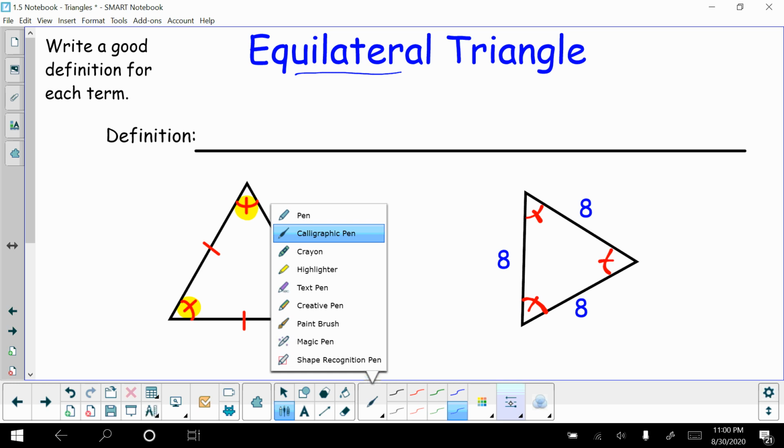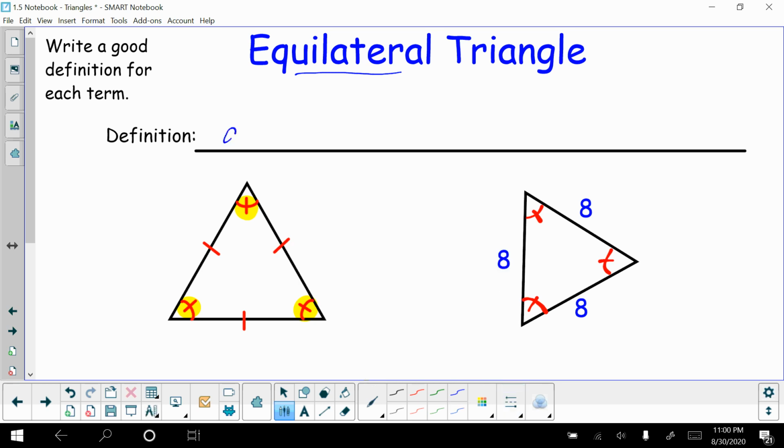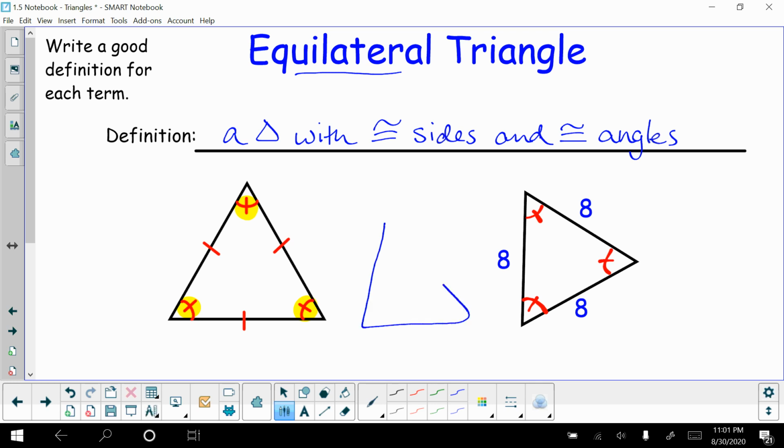So a definition we could say is a triangle with congruent sides and congruent angles. Okay, now you don't ever have to say both because of what I kind of just talked about. If all three sides are equal in a triangle, then it's automatic that the angles are equal. Okay, and it works the other way too. So if you see a triangle like this and it's showing that all three angles are equal, you now have to know that, well, all three sides must be equal. Okay, and that's just the way geometry works.